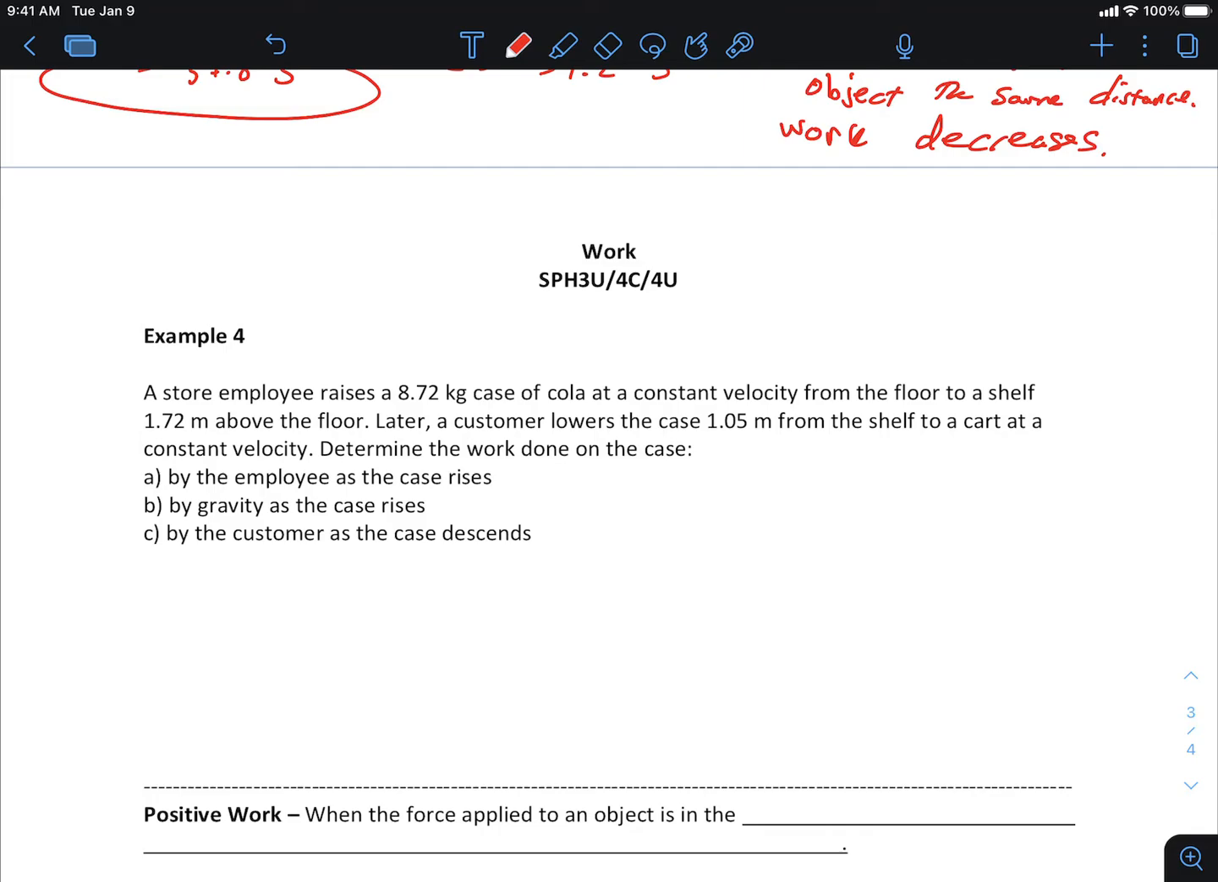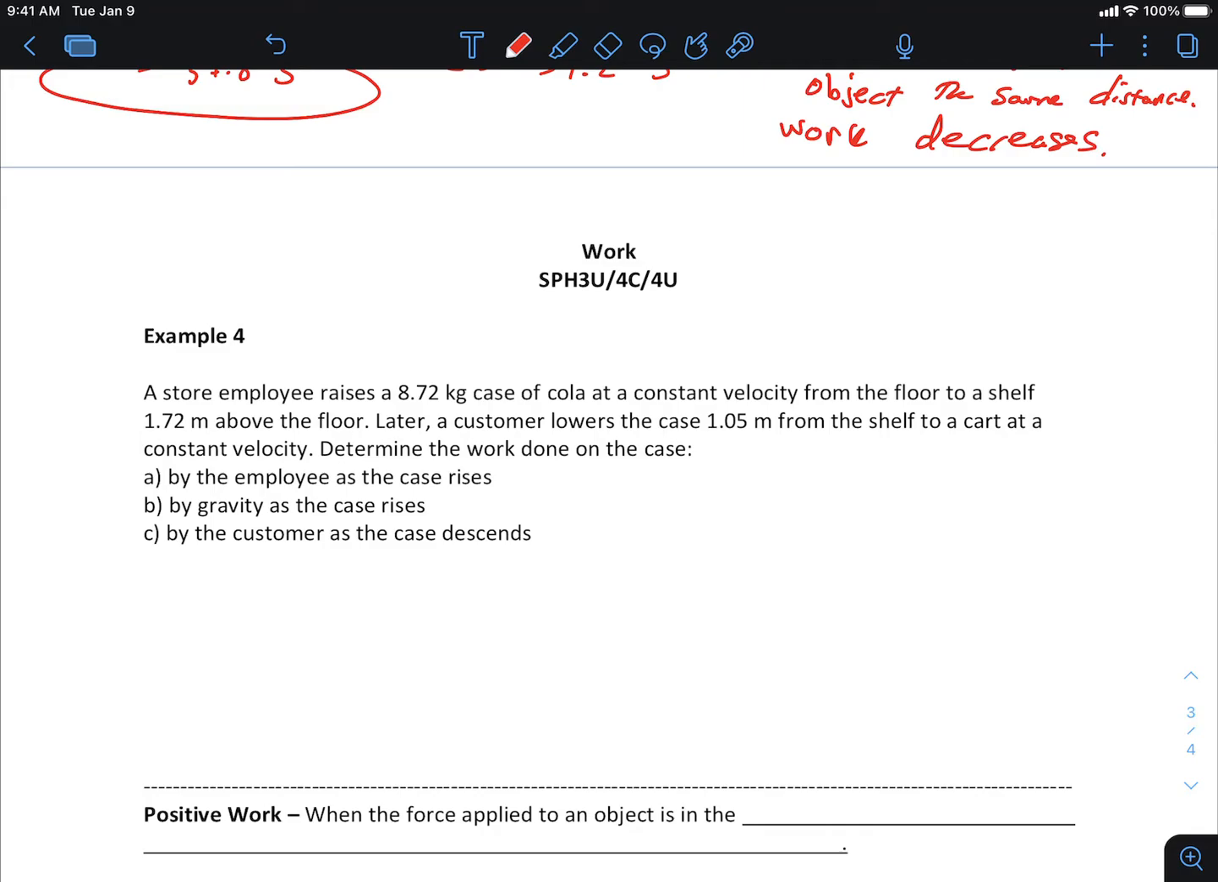So I want to determine the amount of work that the employee had to do to lift the case in the first place to the shelf. And then we want to find the work done by gravity as the case rises. Keep in mind the employee we're going to call the applied force, right? They're applying a force that's counteracting gravity. So we want to find what amount of work that's doing. And lastly, we want to find the work that the customer is doing as the case descends.